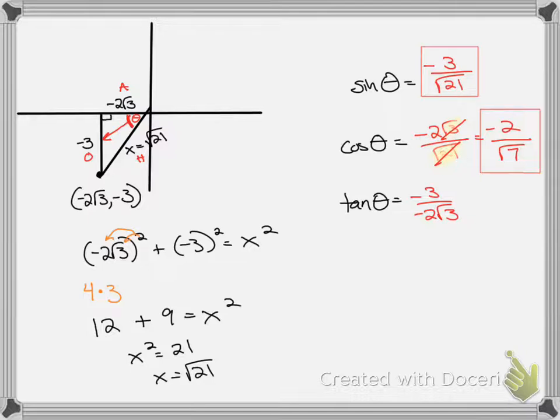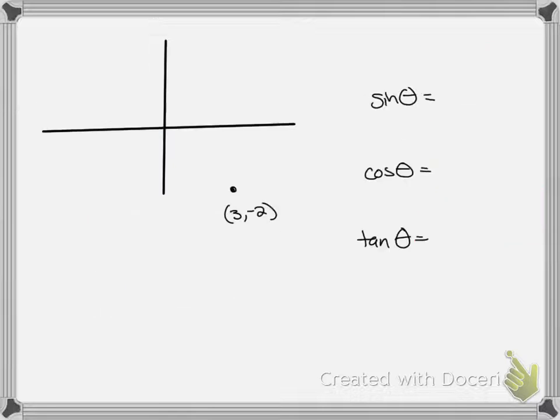Then on my tangent, 2 negatives is not proper form. 3 over 2 root 3, right? The negatives cross out. This is my final answer. So a couple things happening here. In orange, squaring a 2 root 3. We need to be able to do that pretty quickly and easily next year. And then reducing our fractions when it's possible. Let's try another one.